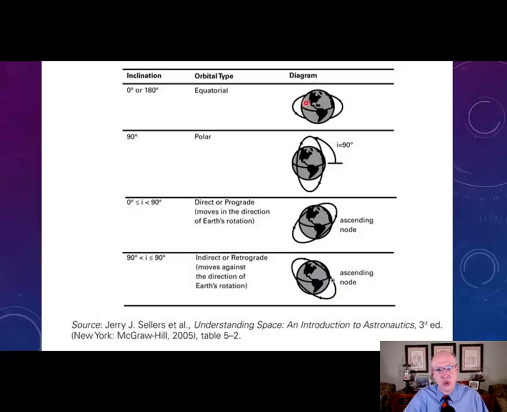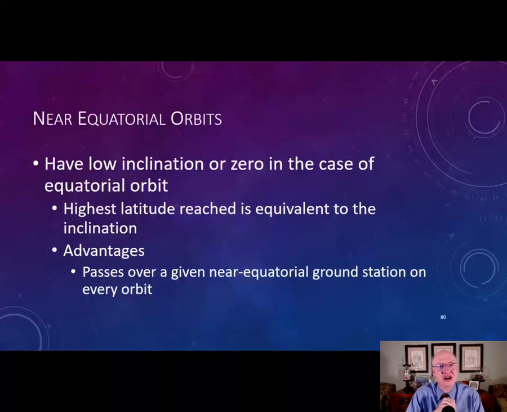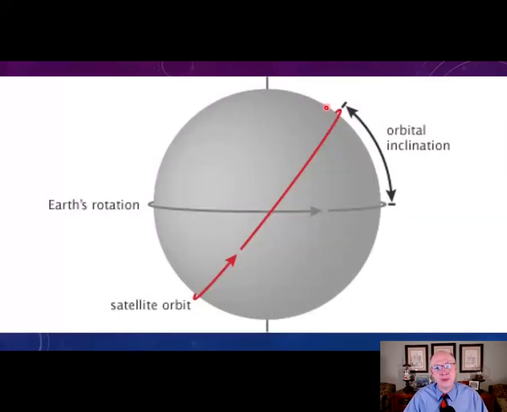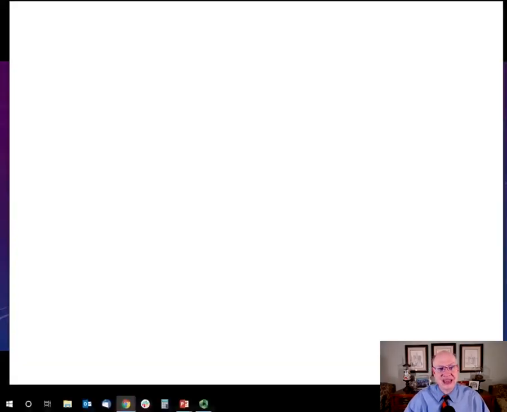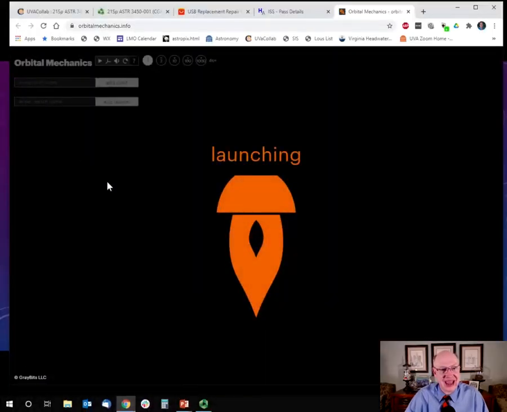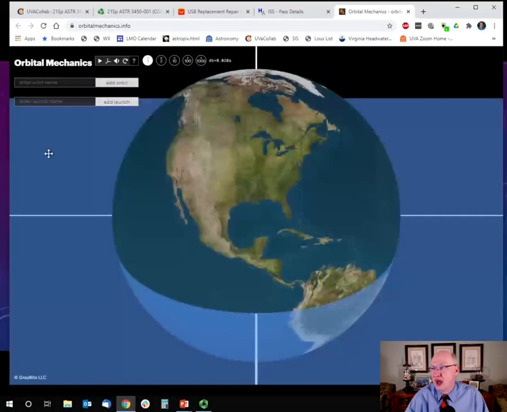But let's talk about these equatorial orbits for a second. Equatorial or near equatorial orbits have a low inclination or zero inclination. They're right over the equator in the case of an equatorial orbit. Now, the thing about these low inclination orbits is they can't see the whole Earth. Think about this orbit right here. Remember that the orbit stays still as the Earth rotates underneath it, which means this satellite passes over all parts of the Earth that are between this latitude and this latitude, because the Earth is going to rotate underneath it. So let me bring up that orbital mechanics website that I had up a few minutes ago, and let's do the Hubble Space Telescope here.